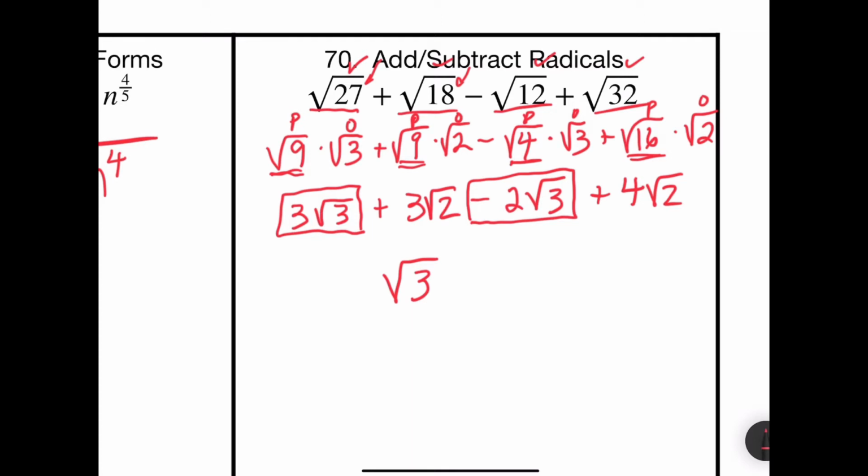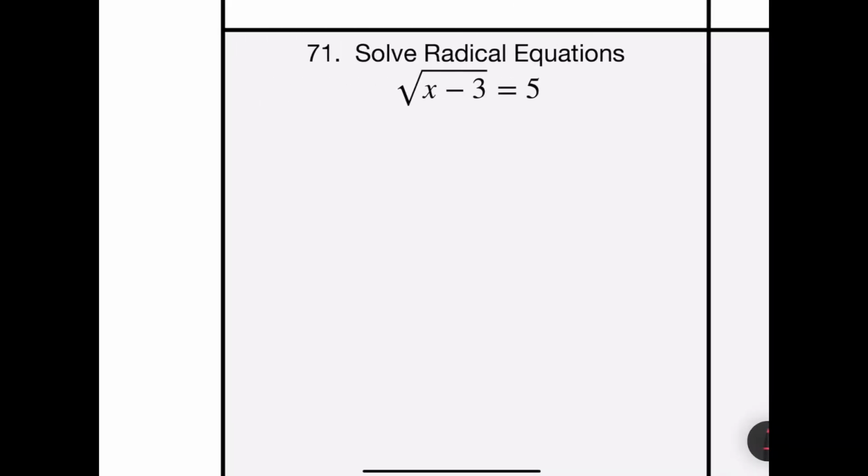That's a hidden 1 in math. I also have 3 times the square root of 2 plus 4 times the square root of 2. Or we could say it 3 square roots of 2 plus 4 square roots of 2 would be 7 square roots of 2. And so my answer would be the square root of 3 plus 7 times the square root of 2.